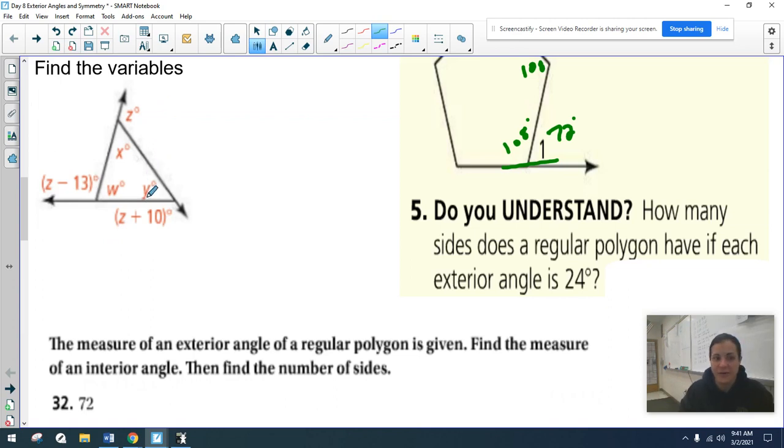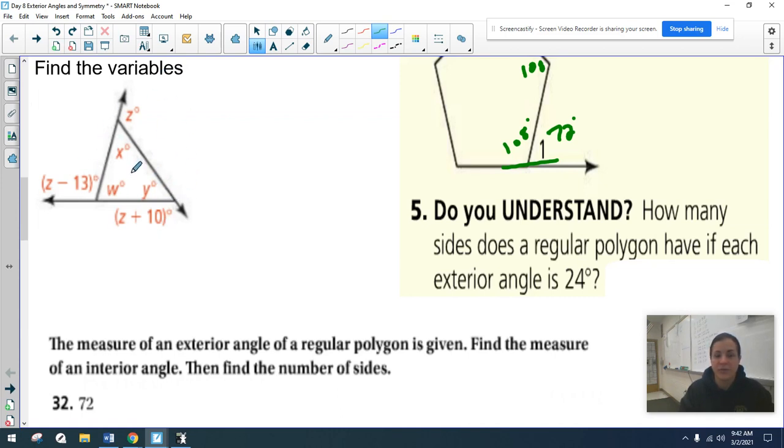Well, everything is a variable. So I can't figure out X, Y, and Z. I cannot figure out the interiors until I figure out the exteriors. If you notice, all the exteriors have the same letter, so we want to go there. And if you have exteriors, they're going to add up every time to 360.